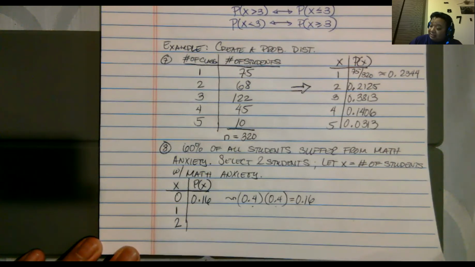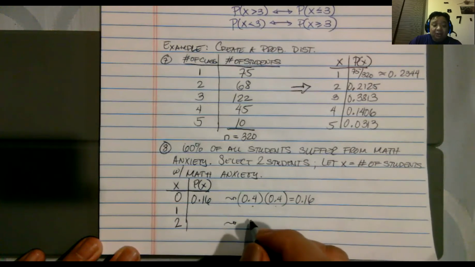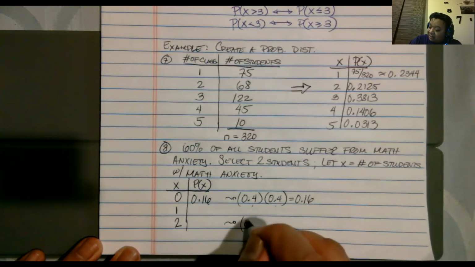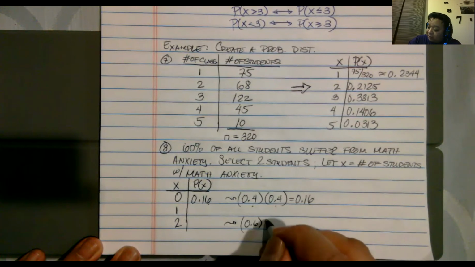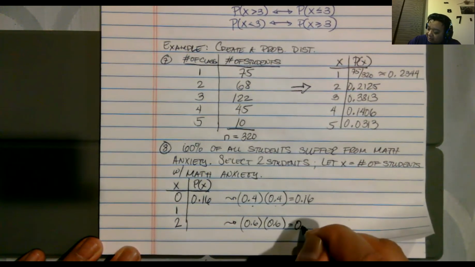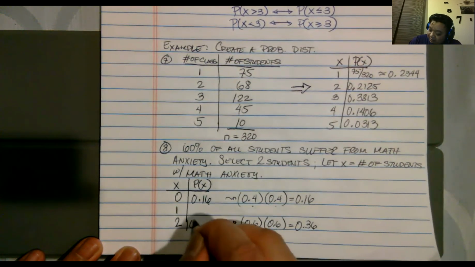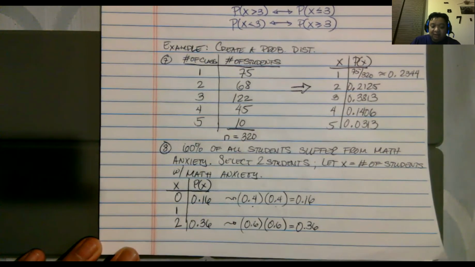Now the other one that's easy to find is the 2 one, right? So the 2 one is they both have math anxiety. So that means 0.6 on the first one, 0.6 on the second one. So that means this is 0.36. And so this would be 0.36.